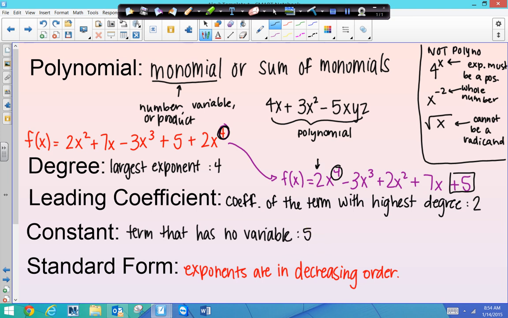So we can now talk about our degree, our leading coefficient, our constant, and we can also put our polynomials in standard form. We also are able to tell when something is or is not a polynomial. When it is a polynomial, it's just the sum of monomials. It's not a polynomial if one of these things happen. So that's our way to test if we have a polynomial.